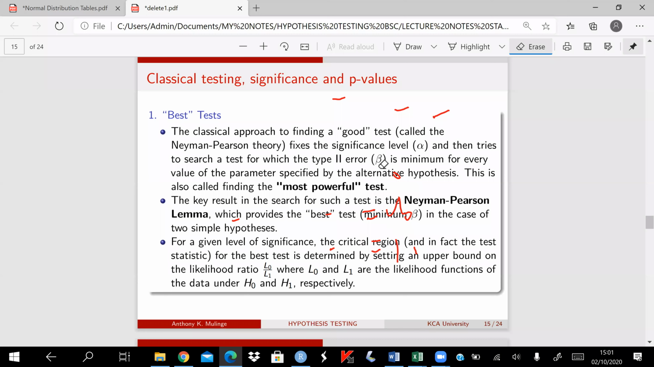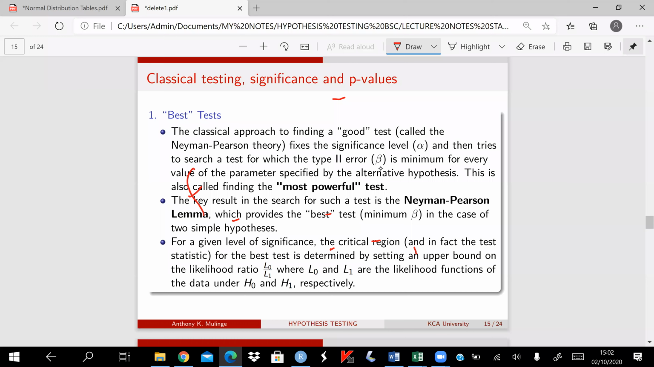Then we are saying that for a given level of significance, the critical region, and of course the test statistic, for the best test is determined by setting an upper bound on the likelihood ratio L0 over L1. This upper bound we are setting is like the threshold, the amount of evidence that we need so as to be able to reject H0.